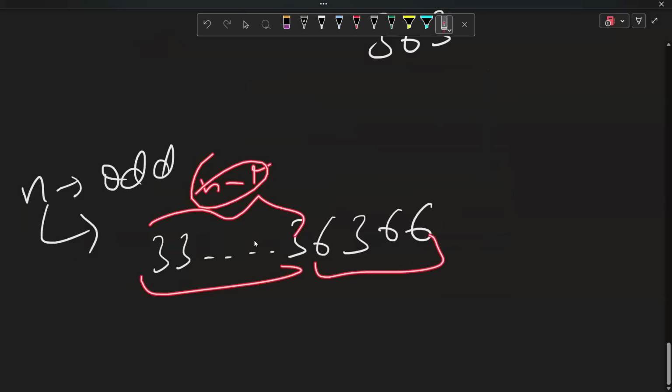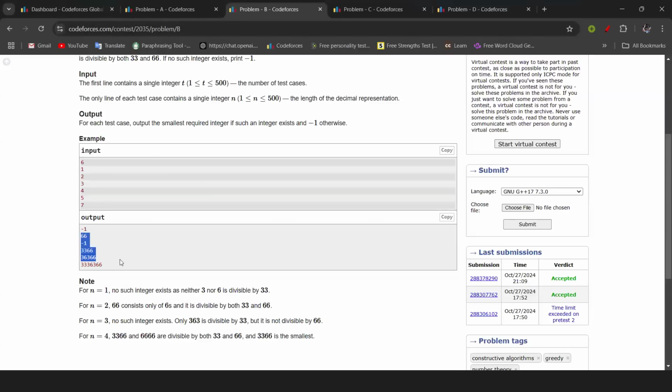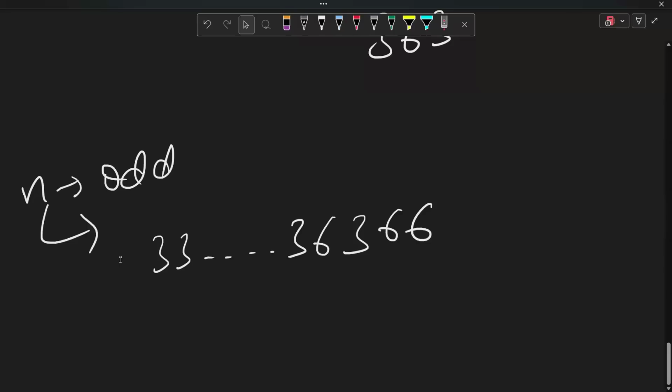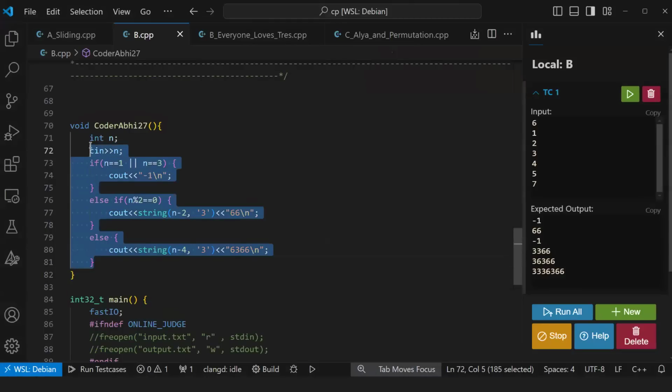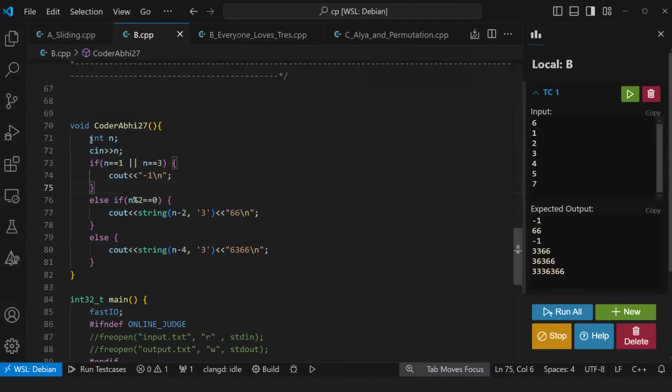So this was purely based on observation, just by looking at test cases. If you were not able to observe, this is one solution for this problem. By looking at test cases and by observation, if you find the patterns, this is the solution. Its time complexity would be n, since you are printing n times, so this would go to order of n. This would also go to order of n.